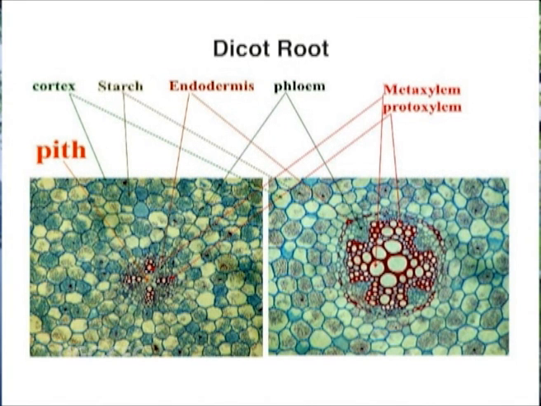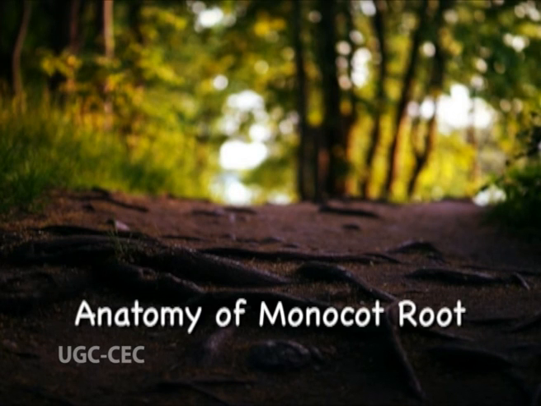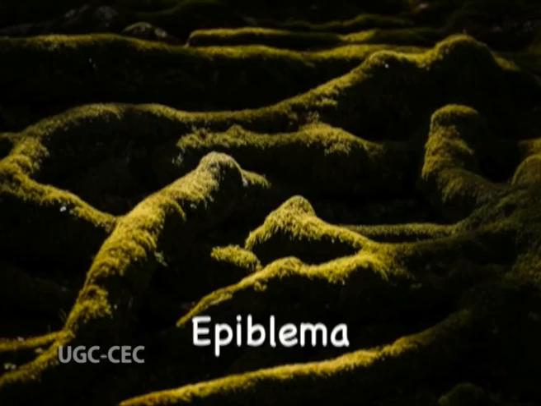Pith. Pith is scanty or generally absent in dicot roots. This is again a distinguishing feature from monocot roots, as monocot root possess well developed pith. Now let us study the anatomy of monocot root. Transverse section of monocot root shows these structures.